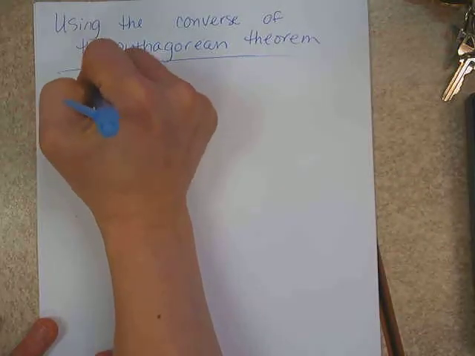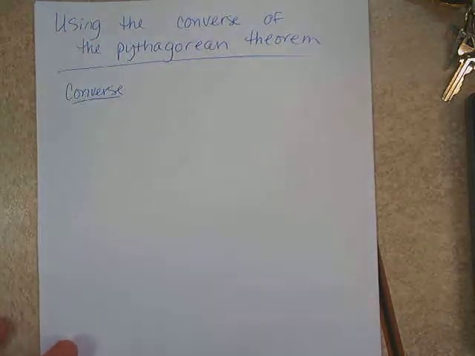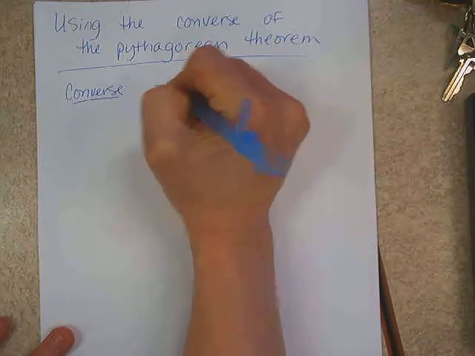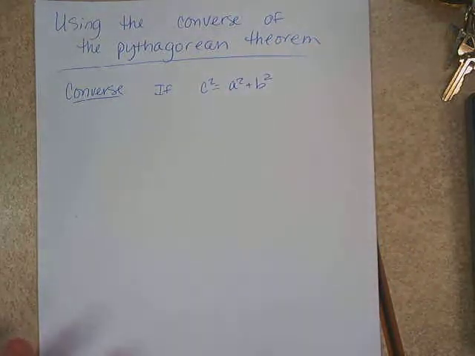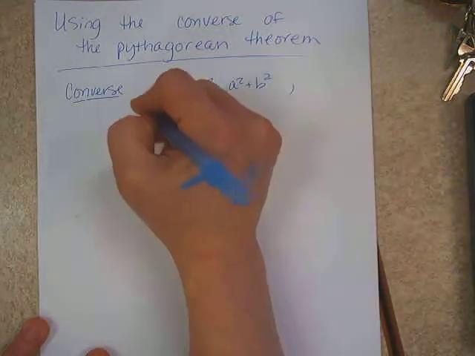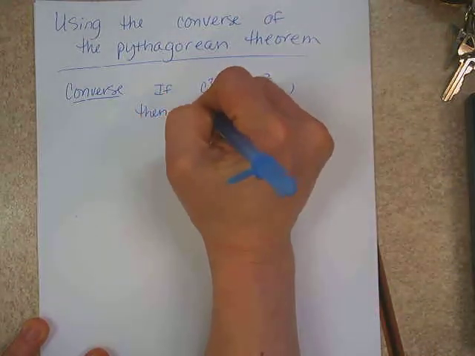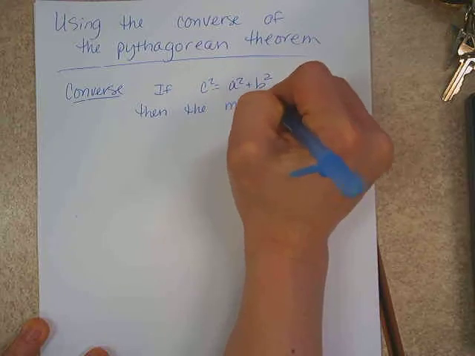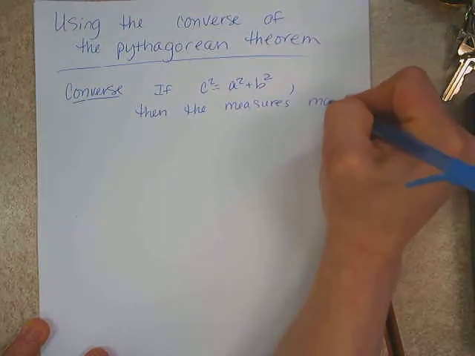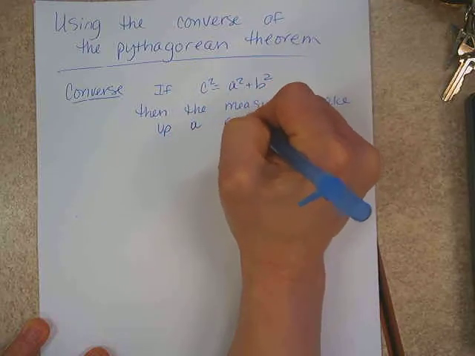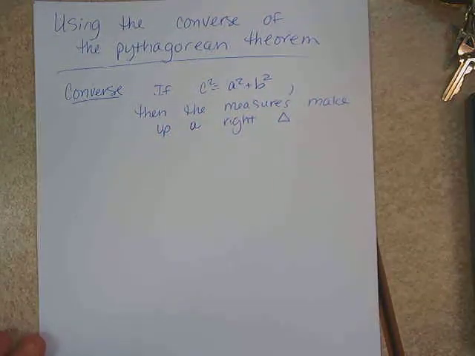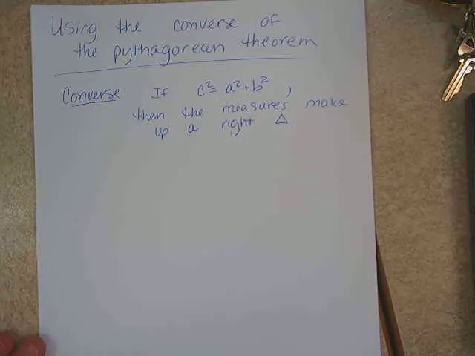So the converse basically says if c squared equals a squared plus b squared, if what we plug in makes that true, then the measures make up a right triangle. Okay.